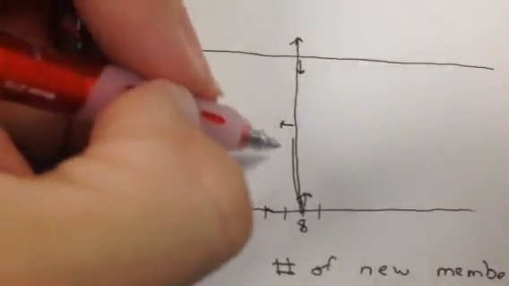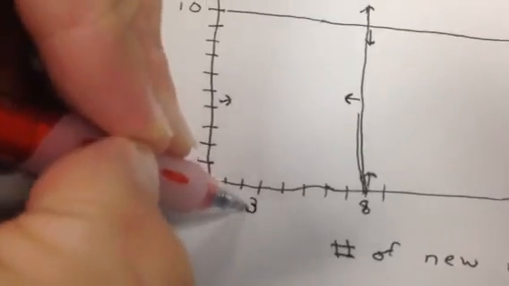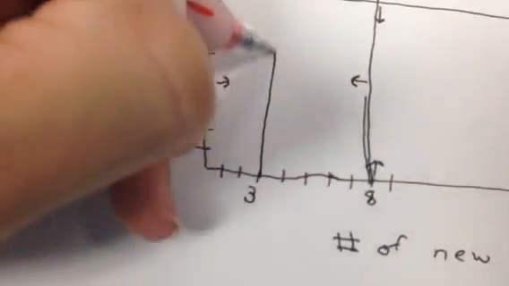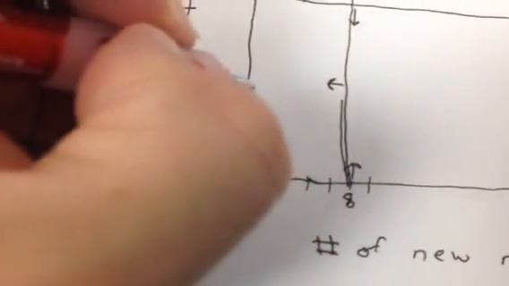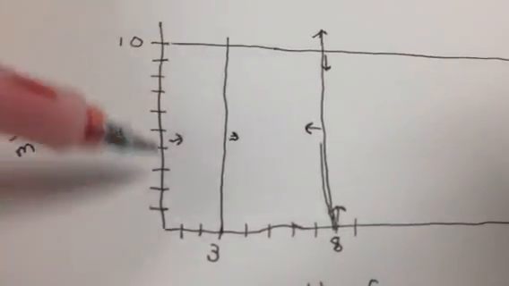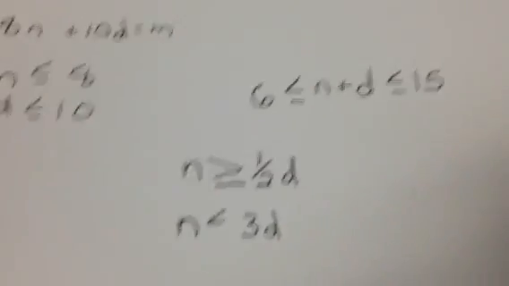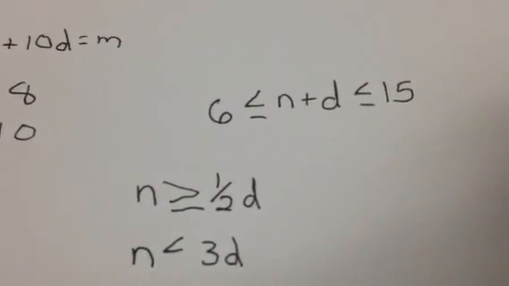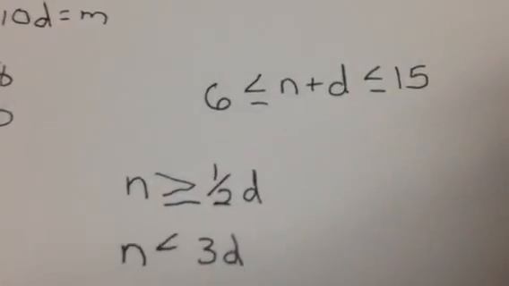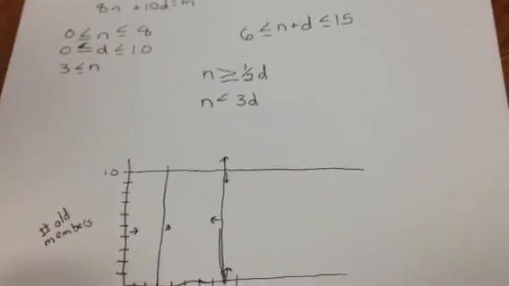We also know that the number of new members is greater than or equal to 3. So we know we're working at this point inside this box. Well, we have some additional information. The total number is greater than 6. So what we're going to do is graph the line n plus d equals 6.